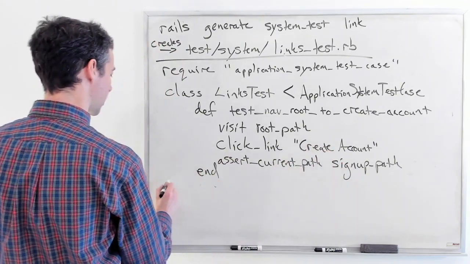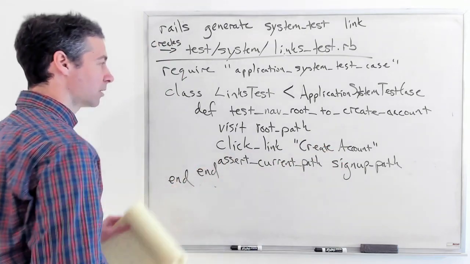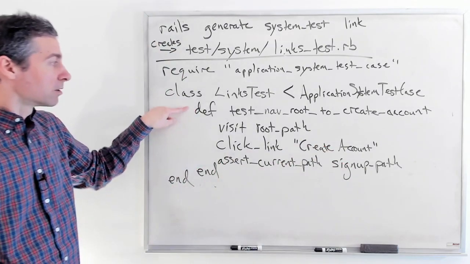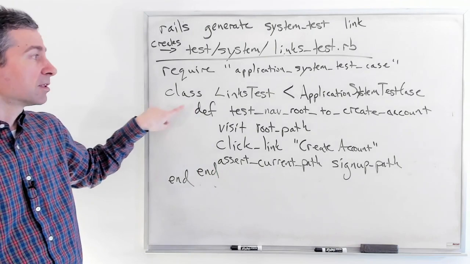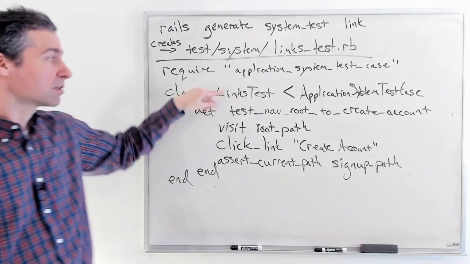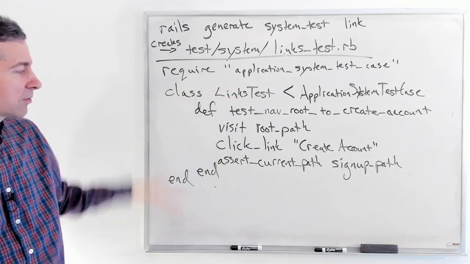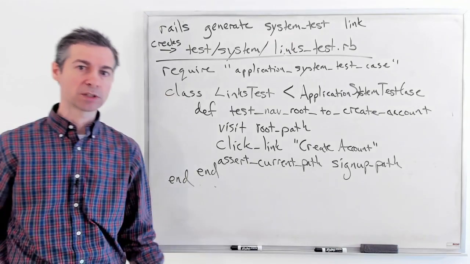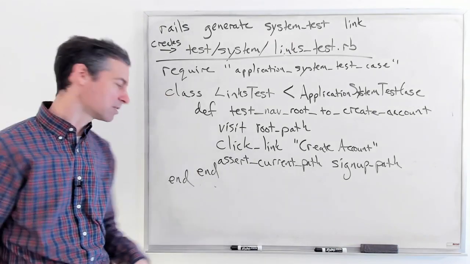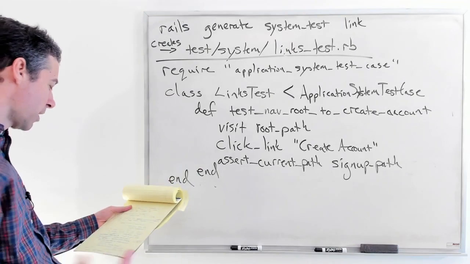We end our method there, and we end our class there. Again, you'll have lots of these methods inside one of these classes, and you could write test after test to test various navigation links in the system. Easy. All right, how do you run your tests?